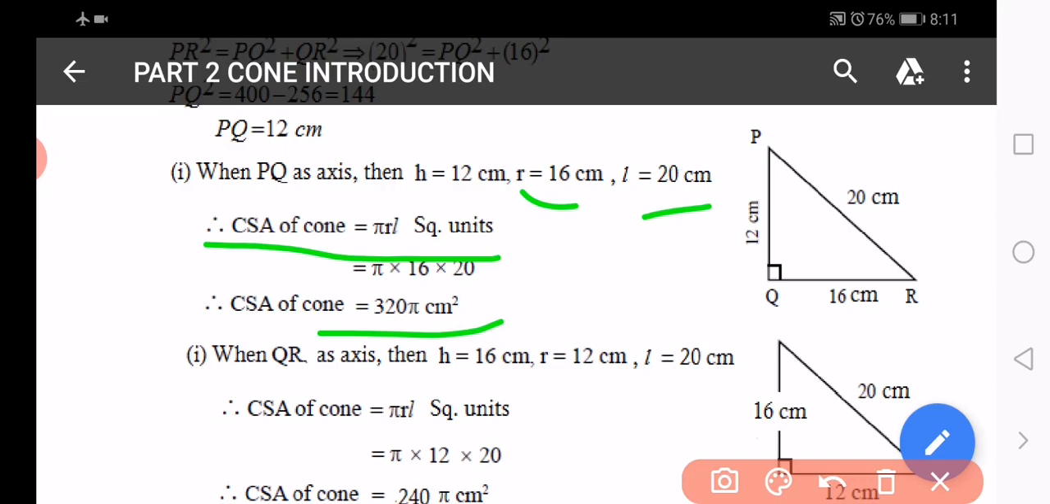centimeter square. If you have to apply pi equal to 22 by 7, we simplify and get the fraction answer. So in the first sum, with PQ as axis, the curved surface area of the cone is 320 pi centimeter square. So it is enough.